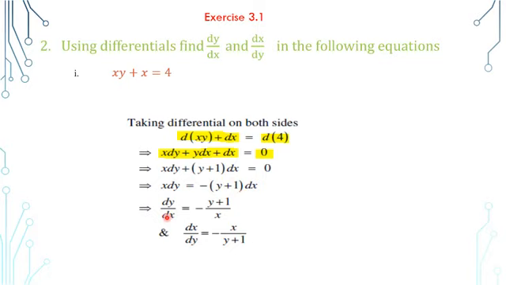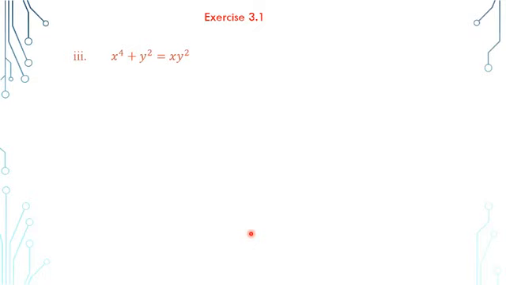Take dx term to the right hand side, it will become minus (y plus 1) dx. Dy to the left hand side and this x to the right hand side, we have dy by dx is equal to minus (y plus 1) over x. And for the value of dx by dy, taking reciprocal on both sides, left hand side will become dx by dy and right hand side will become minus x over y plus 1.